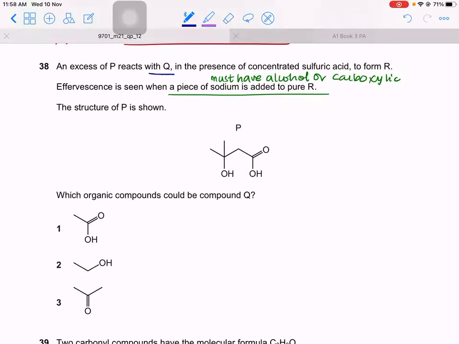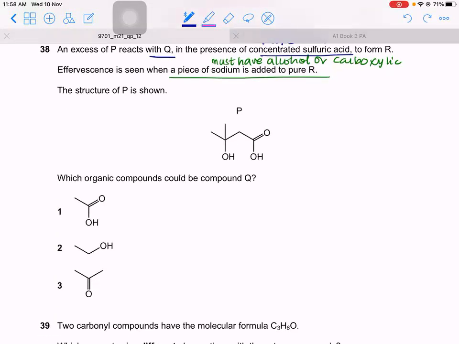They're reacting it with Q in the presence of concentrated sulfuric acid. So there will be esterification. Yes, let's see. But after esterification, either alcohol or acid must be left so that it reacts with sodium to give you an effervescence. Let's see.